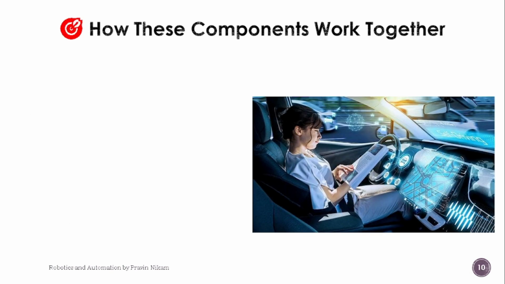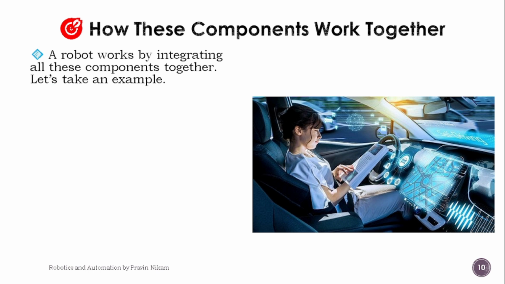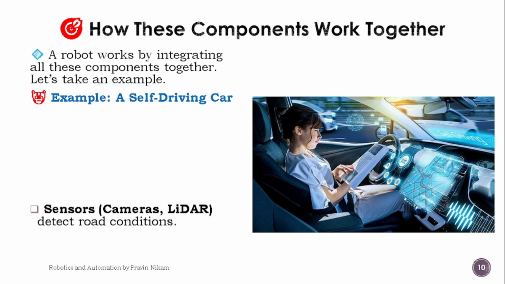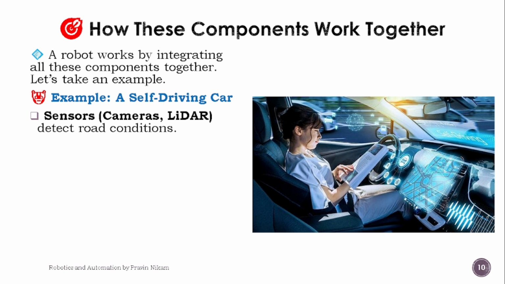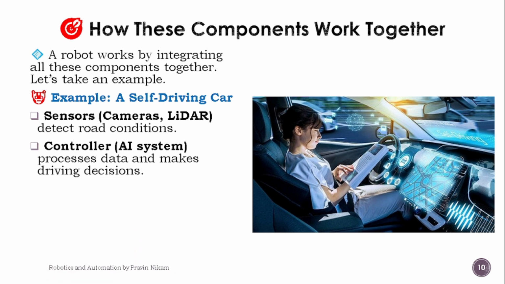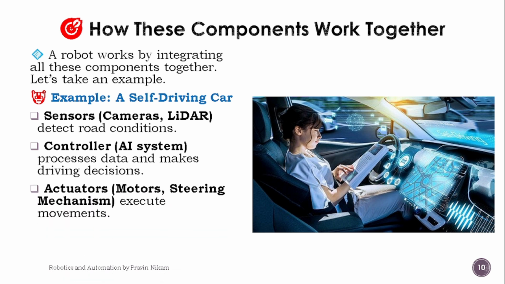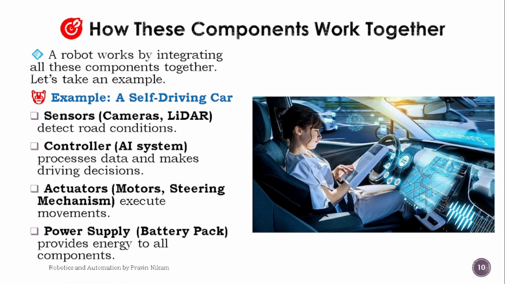Now, how do these components work together? A robot works by integrating all these components together. Let's take an example, a self-driving car. Sensors, that is cameras and lidar, detect road conditions. Controllers, that is the AI system, process data and make driving decisions. Actuators, that is motors and steering mechanism, execute movements. And the power supply, that is the battery pack, provides energy to all components.